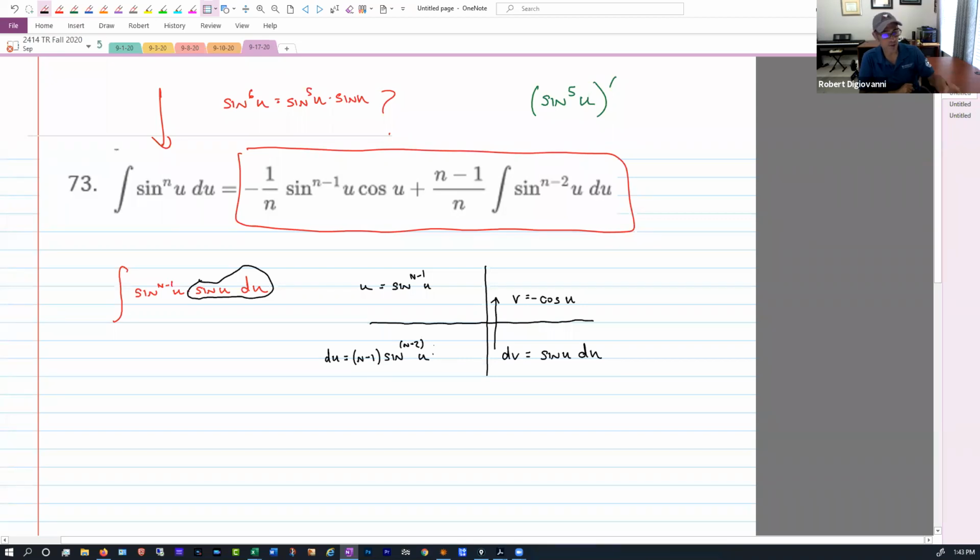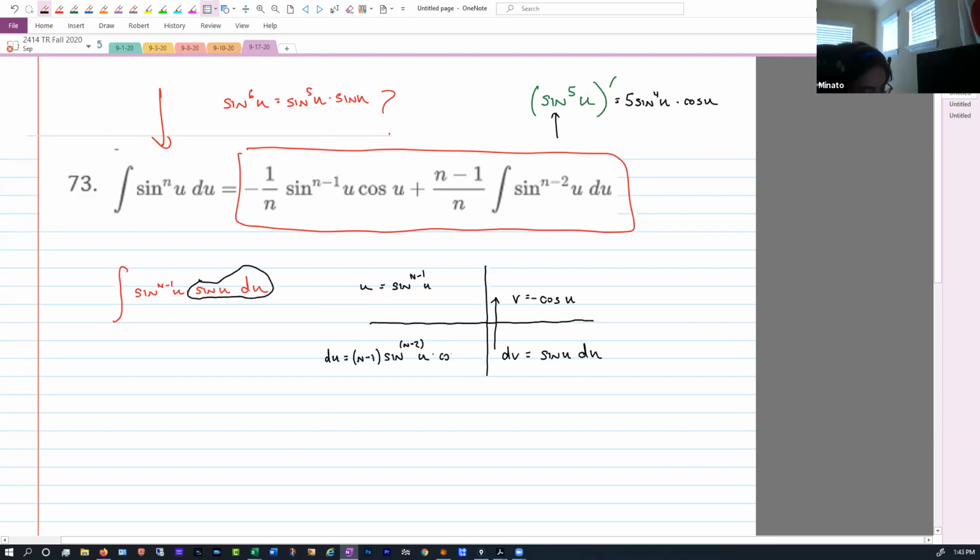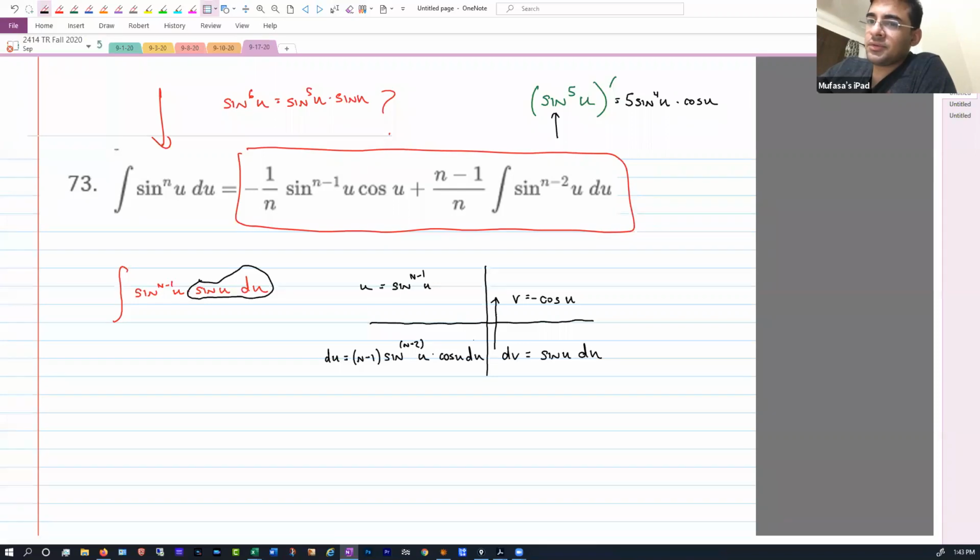Chain rule times. So think about this. This would be 5 times sine to the 4th of u times the derivative of the sine, which would be cosine u. So we still have a cosine u here, du. And aren't we supposed to take the derivative of u as well? Yes, which is the du. The du at the end is the derivative of u.